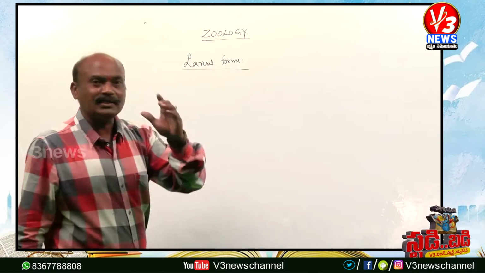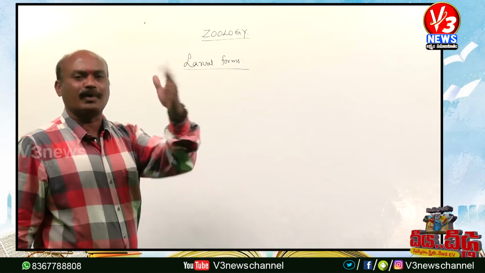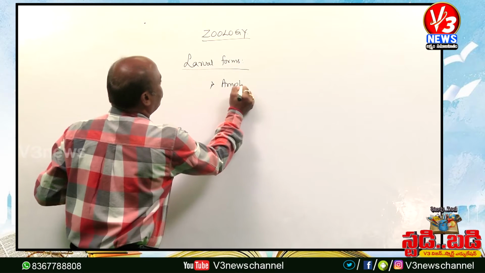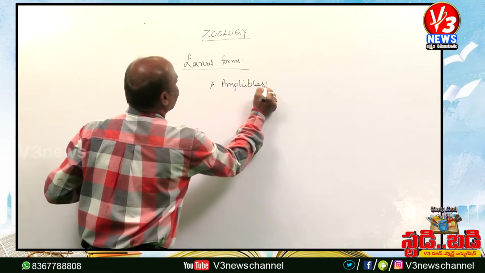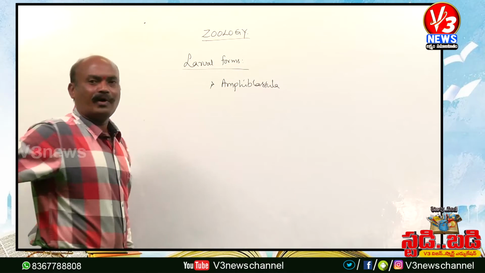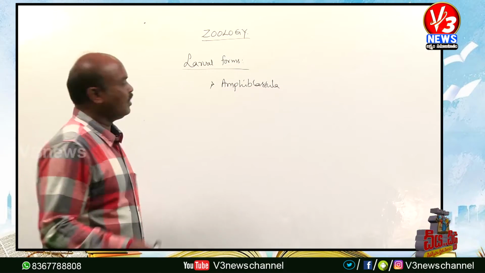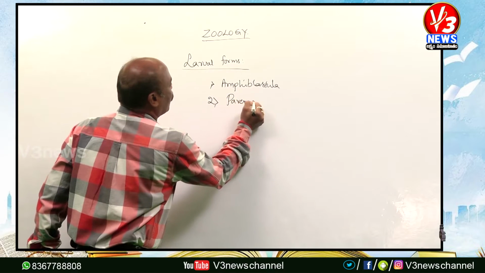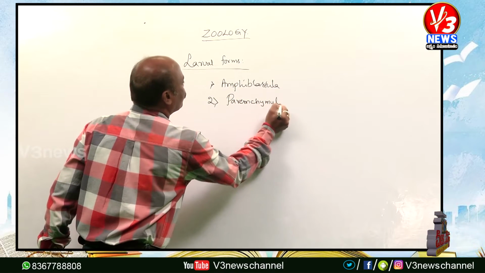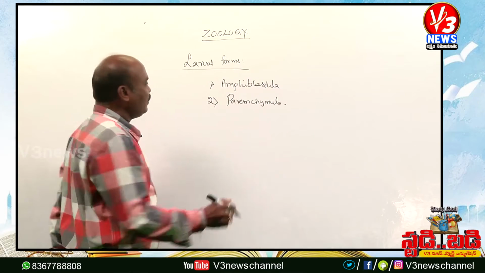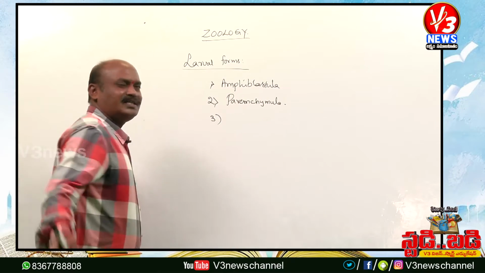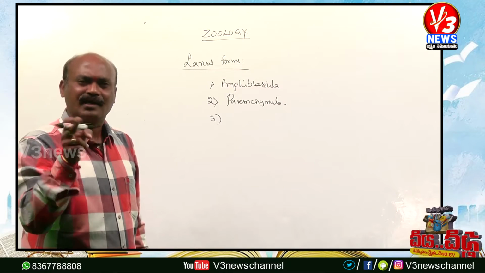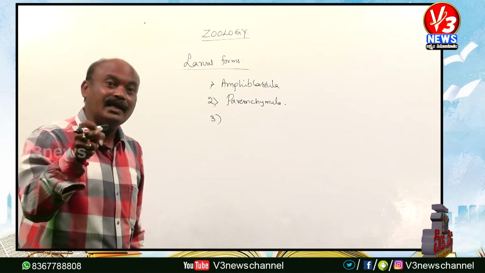So what are the three larval stages of sponges? One larval form is Amphiblastula, the second one is Parenchymula, and the third one, listen carefully, is Trichimella.